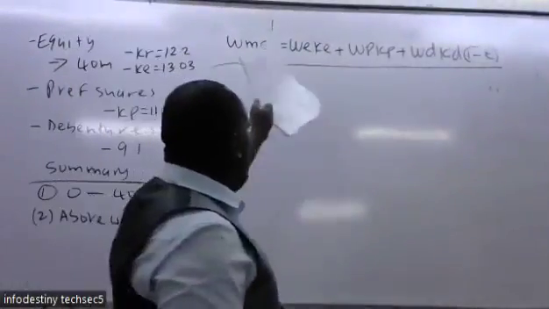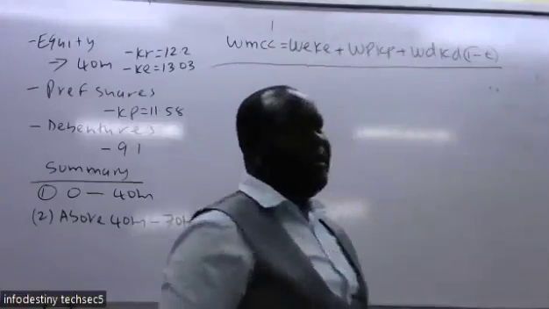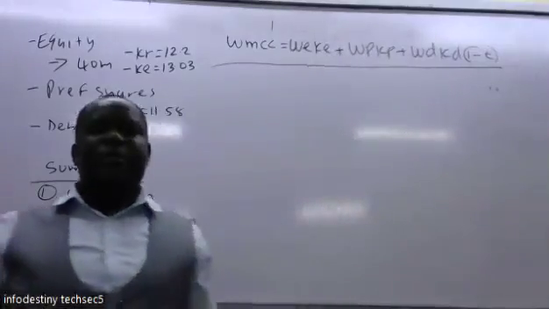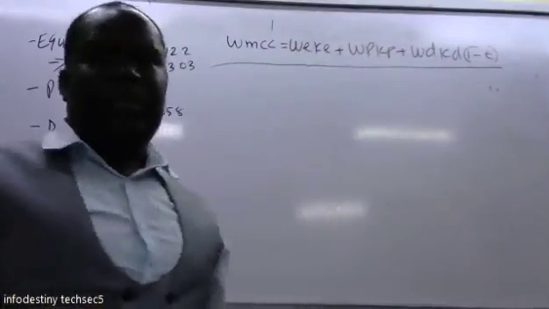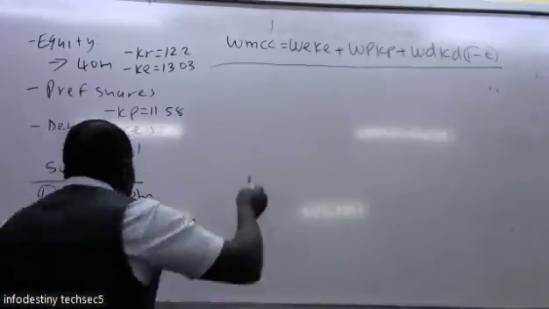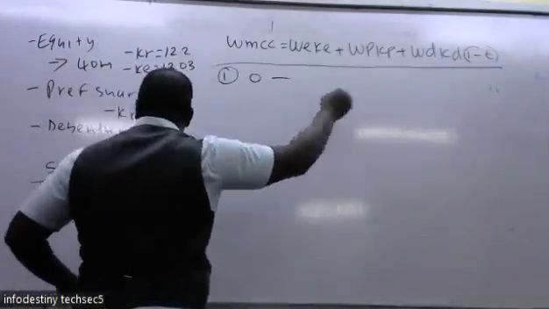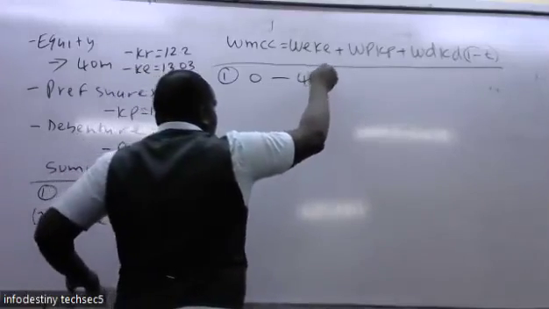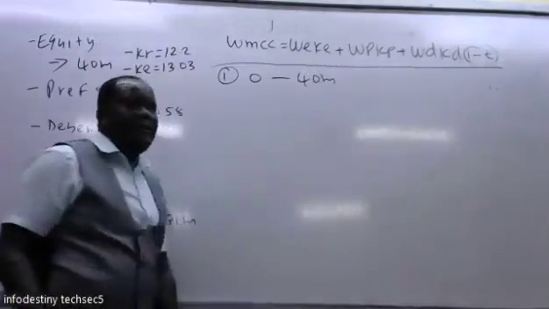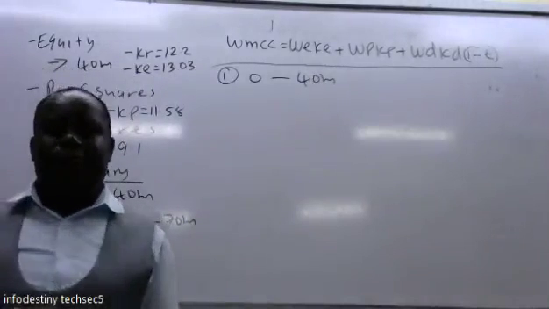So those are the weights for equity, weight for the preference share, and the weight for what? The debenture. But we compute for each range. There are 2 ranges that we have there. So we shall calculate for the 2 of them. So my first range will be from 0 to 40 million.